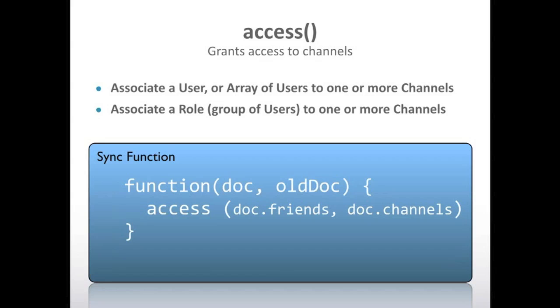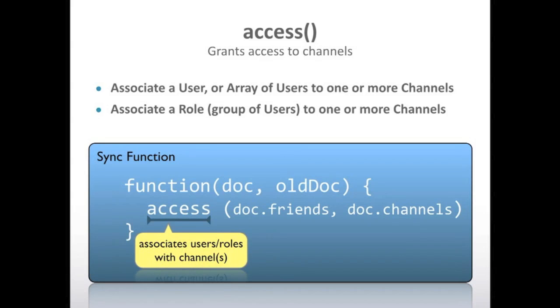Within a sync function, you're going to have channel calls, access calls, role calls, and logic and throw calls for validation. You're going to have all that within a single sync function. I don't want you to get confused because I'm displaying them one at a time, but this is just so you understand each one. So the access call is basically associating users with channels or roles with channels, or both.